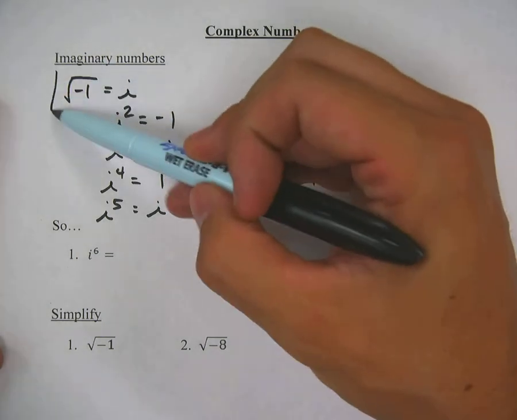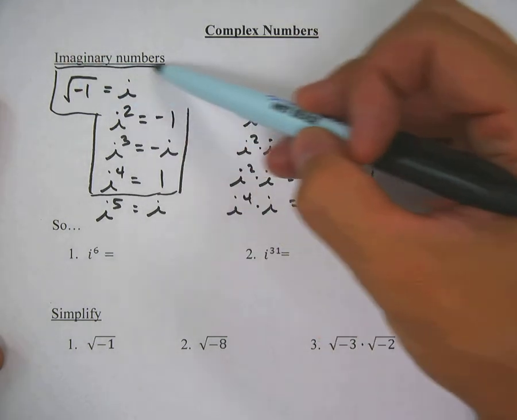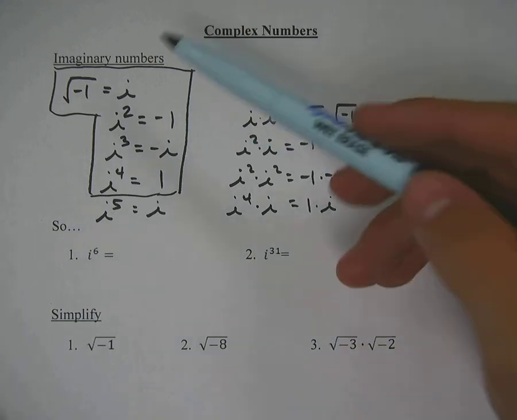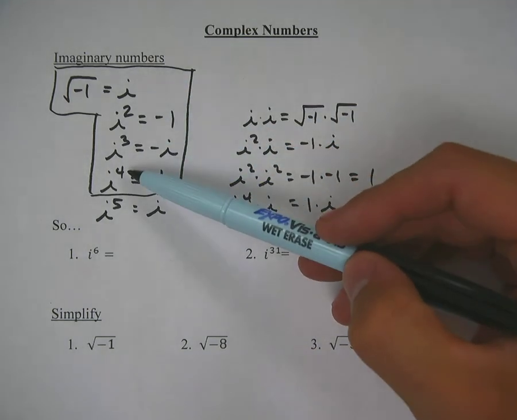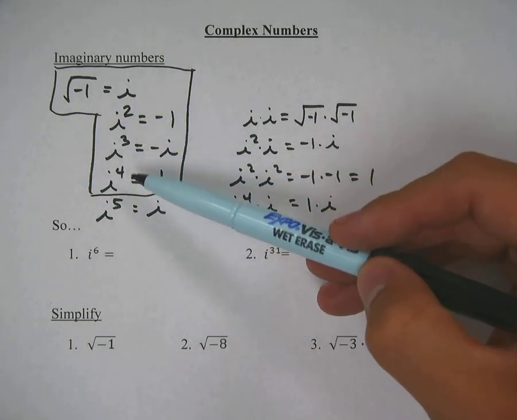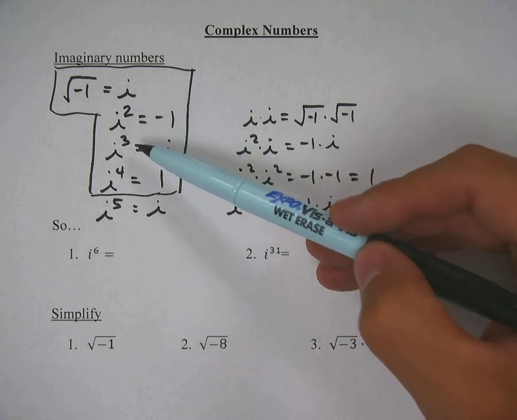And so these first four are a cyclical, or repetitive, pattern. As I continue on, the values of i just continue to repeat over and over, and they repeat in a series of 4. You go from i to i squared, i to the third, i to the fourth, i to the fifth is equal to this, i to the 6th, 7th, 8th, i to the 9th is equal to this, i to the 10th, 11th, 12th.